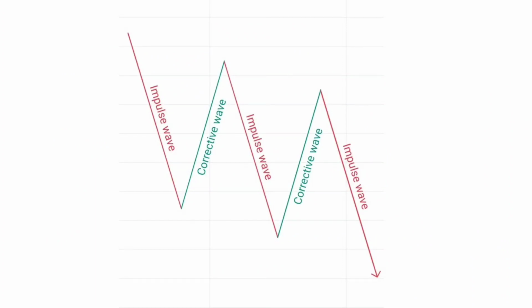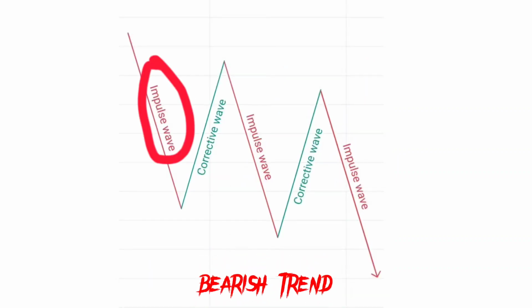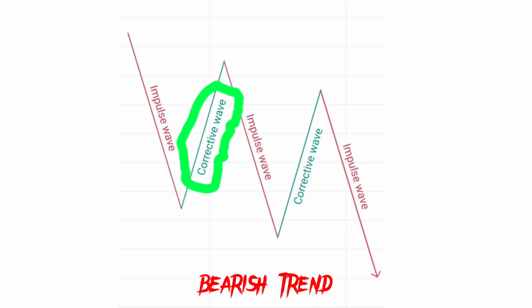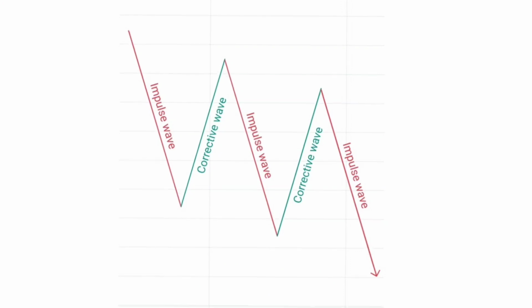Like we can see the impulsive wave and the corrective wave, just as we saw for the bullish trend. We can see that here the impulsive wave is actually moving downwards, as against the impulsive wave of the bullish trend that was moving upwards. So it creates an impulsive wave, creates a correction or a retracement, creates an impulsive wave, creates a retracement or a corrective wave, and so on and so forth. So that is the basic anatomy of trends.